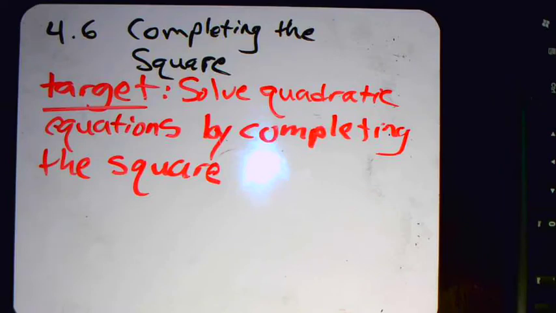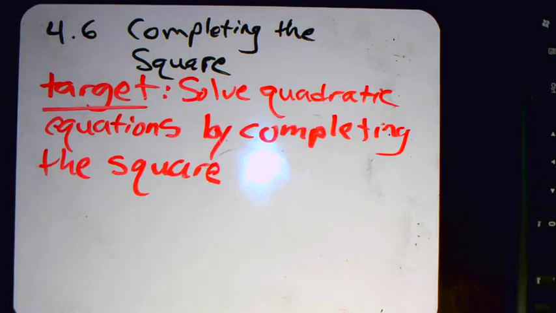Hello, today I'm going to be talking to you about section 4.6 from the Algebra 2 book, that is completing the square. And the learning target is that you will be able to solve quadratic equations by using a process that's called completing the square. This may be a review from AG2, this may be something that is brand new to you. However, it is a new process.